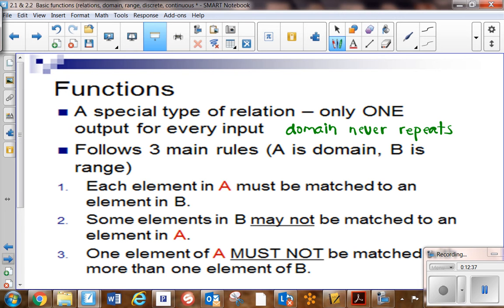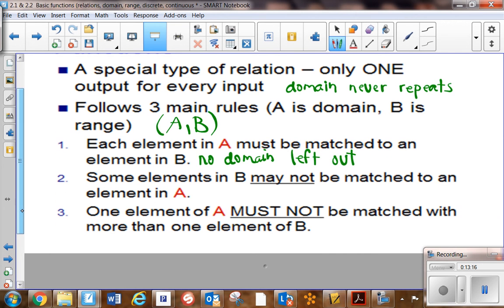All right, and here's the 3 main rules. Let's assume that A is the domain, B is the range. So we're talking about this kind of an ordered pair. So here's the deal. Each element in A must be matched to an element in B, which means no domains can be left out. Every one of your x's, every one of your inputs have to have a partner. You can't have one that's alone without a partner.